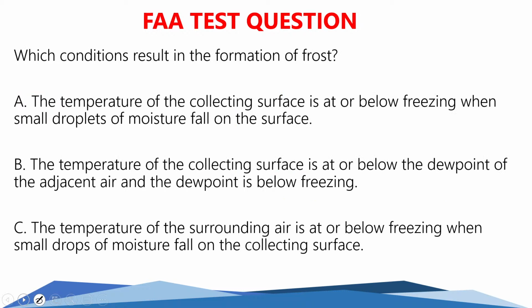All right, moving forward, the next thing we're going to start moving into is the weather section, and like I said, I will have you go over a METAR and a TAF. This is dealing with the formation of frost, and we didn't spend too much time on frost or icing. Which conditions result in the formation of frost? Is it A, the temperature of the collecting surface is at or below freezing when small droplets of moisture fall on the surface? B, the temperature of the collecting surface is at or below the dew point of the adjacent air and the dew point is below freezing? Or C, the temperature of the surrounding air is at or below freezing when small drops of moisture fall on the collecting surface? I'll give everyone about 60 seconds on this one.